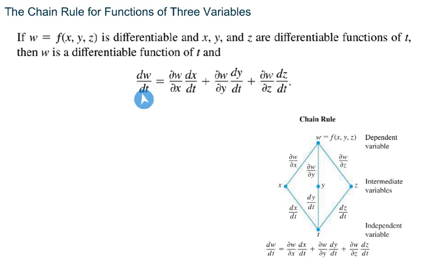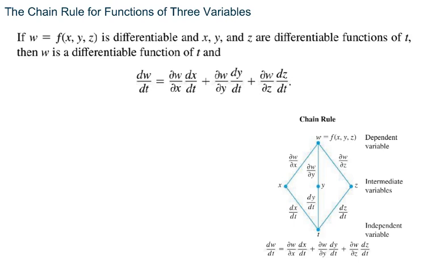The derivative of that function w with respect to t is the partial of w with respect to x, times the derivative of x with respect to t, plus the partial of w with respect to y times the derivative of y with respect to t, and then we add that third variable. So plus the partial of w with respect to z times the derivative of z with respect to t. The dependency diagram is very similar. We just have three paths, three routes from w to t instead of two, but it's still the same.